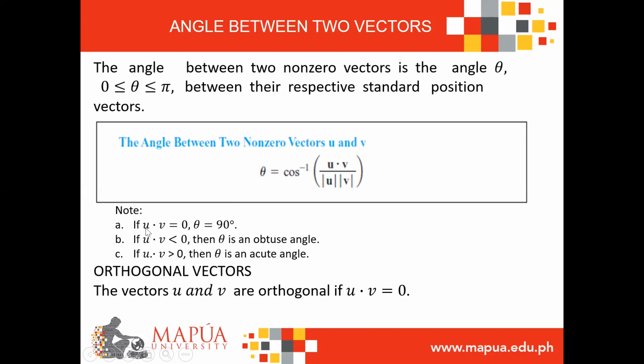Take note that if u dot v equals 0, the angle theta is 90 degrees. If u dot v is less than 0, then the angle theta is an obtuse angle. Then lastly, if u dot v is greater than 0, then angle theta is an acute angle. For orthogonal vectors, we can say that the vectors u and v are orthogonal, meaning perpendicular also, if u dot v equals 0.